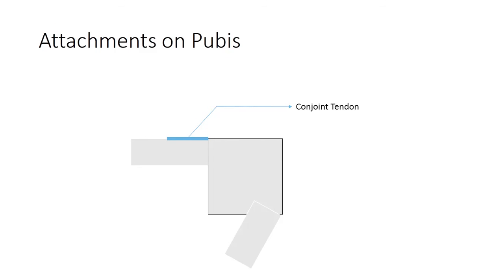Anterior to the attachment of conjoint tendon, there is an attachment of lacunar ligament, and just lateral to the lacunar ligament, there is attachment of pectineal ligament. So this is pectineal ligament. So there are 4 attachments on pectineal line. One is pectineus muscle, then conjoint tendon, then lacunar ligament, and then pectineal ligament.